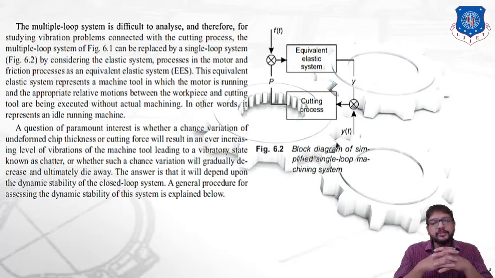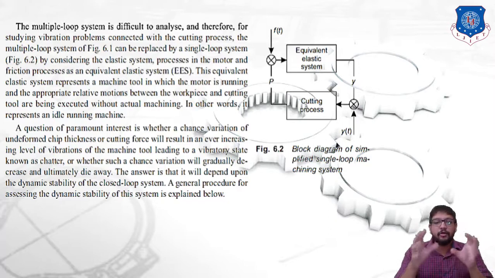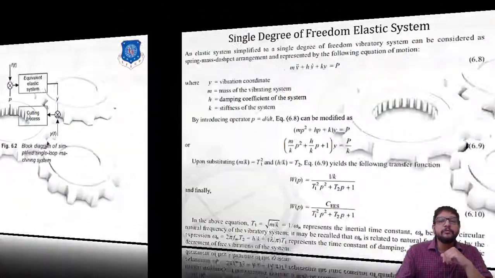Now over here a question is arising: the variation of undeformed chip thickness, or we can say cutting force, will result in an increasing level of vibration leading to a vibratory state known as chatter, or it will cause a variation that will gradually decrease and ultimately die away. So this is the most important question. Now the answer is that it will depend upon the dynamic stability of the closed loop system. Okay, now we need to see the degree of freedom.